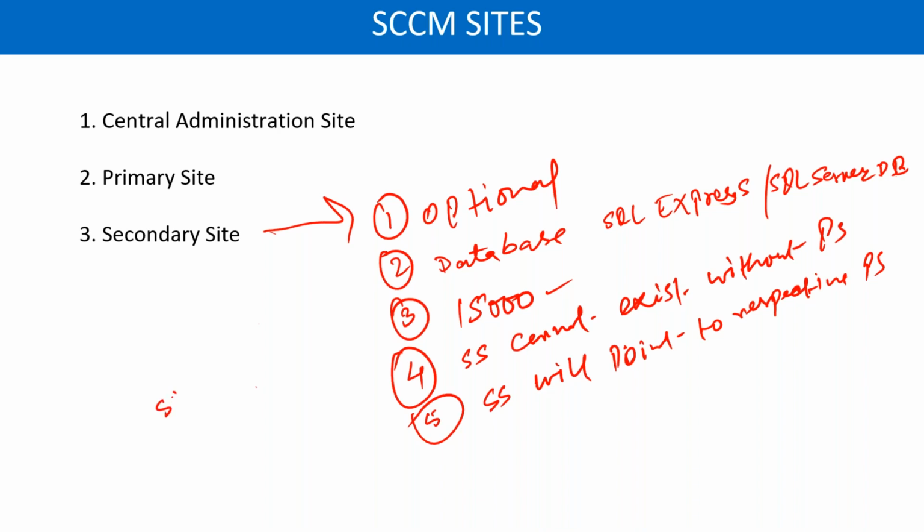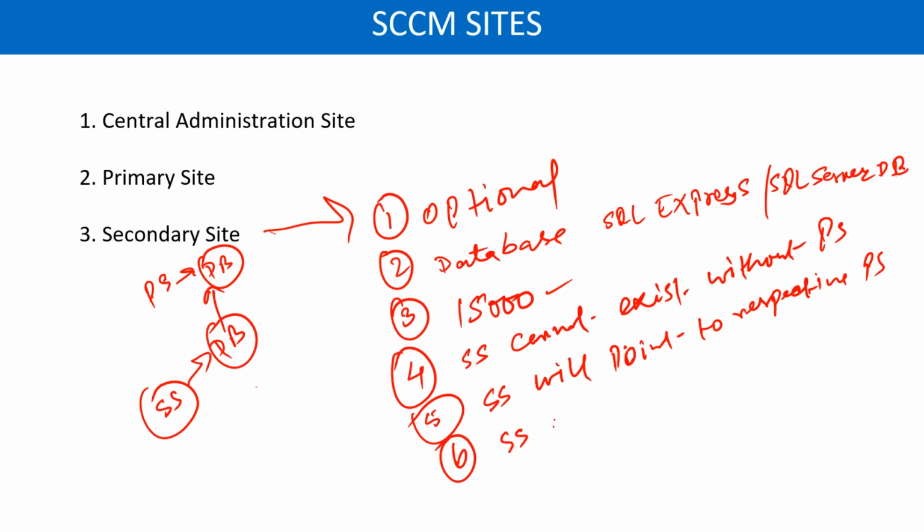Secondary site will replicate the data. Secondary site has a database, and primary site also has a database. So it will replicate the data to the primary site. So point number 6 is: secondary site database replicates to primary site database. All good, guys? Yes.